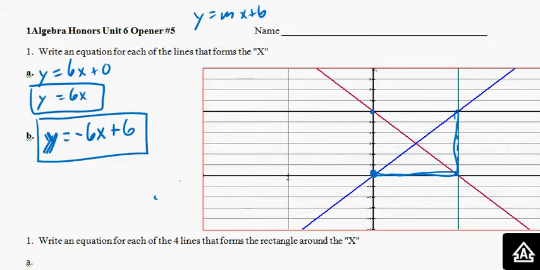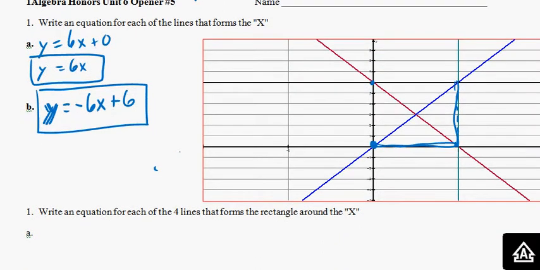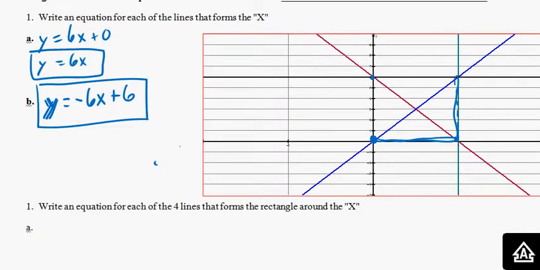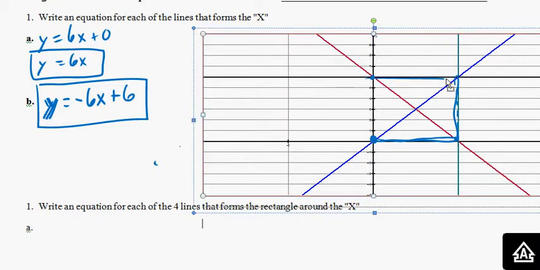Now, for the next problem, it says, write an equation of the 4 lines that form the rectangle around the x. Well, here's one line that forms the rectangle around the x. Here's another. Here's a third. And here's yet a fourth.